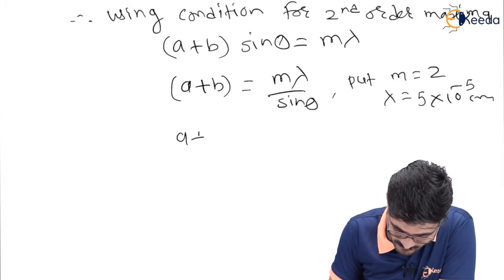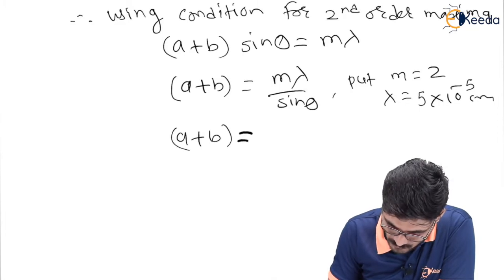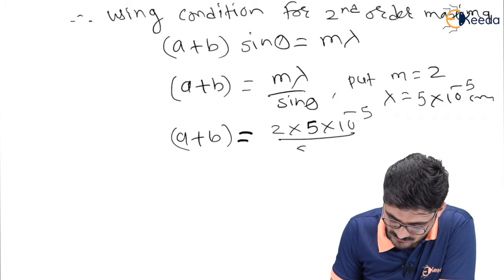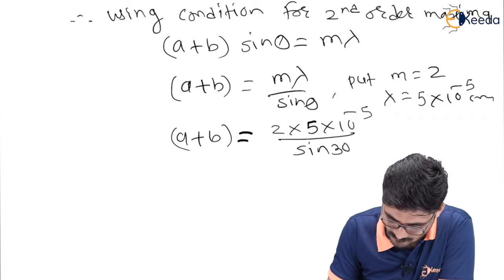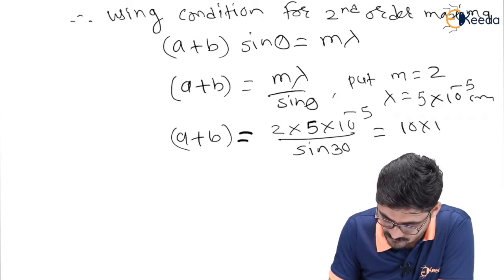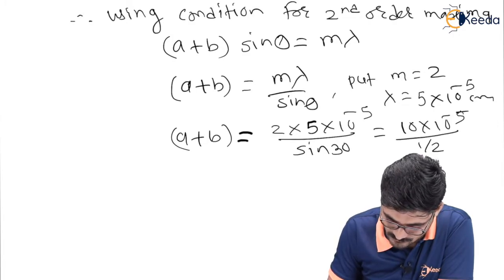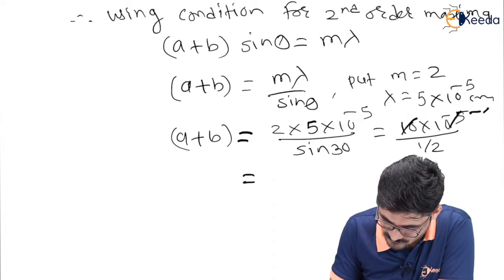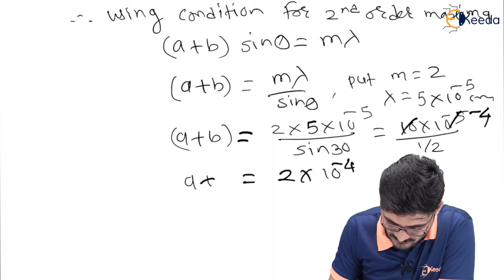So a plus b you will have 2 into 5 into 10 raised to minus 5 divided by sine of 30. Now calculate it. 10 into 10 raised to minus 5, sine 30 is 1 by 2, 2 goes up, then this gives minus 4, that is 2 into 10 raised to minus 4 is a plus b.